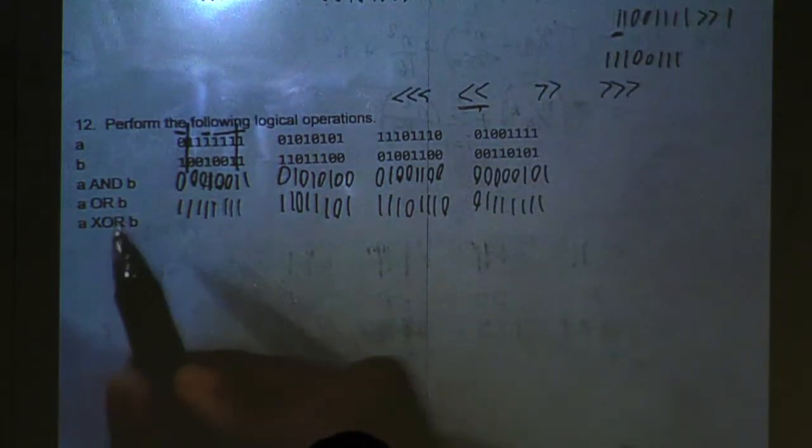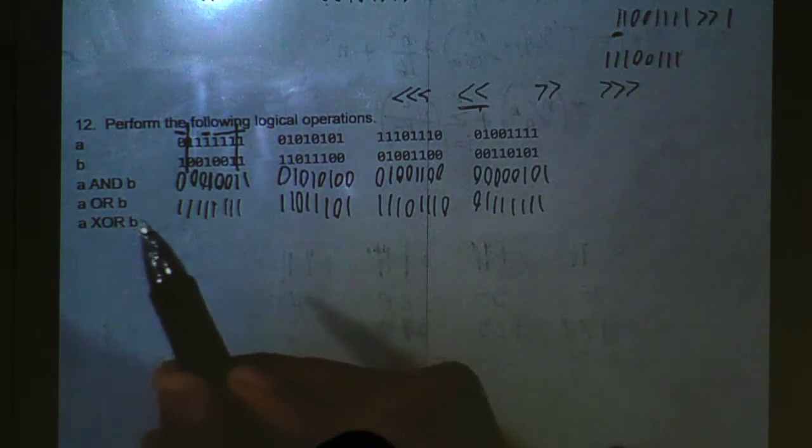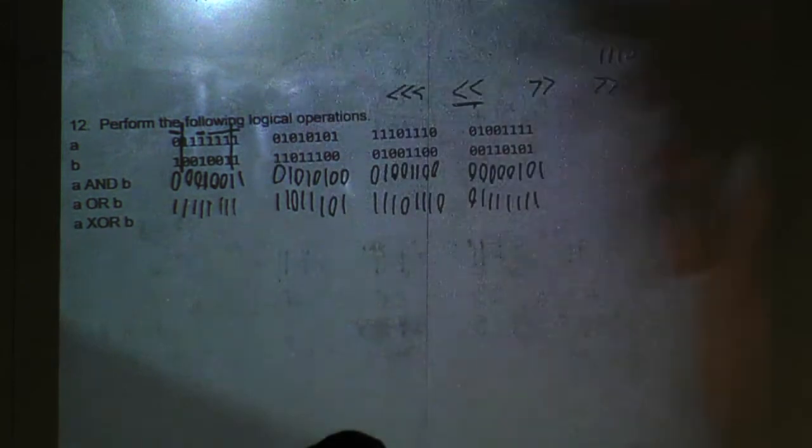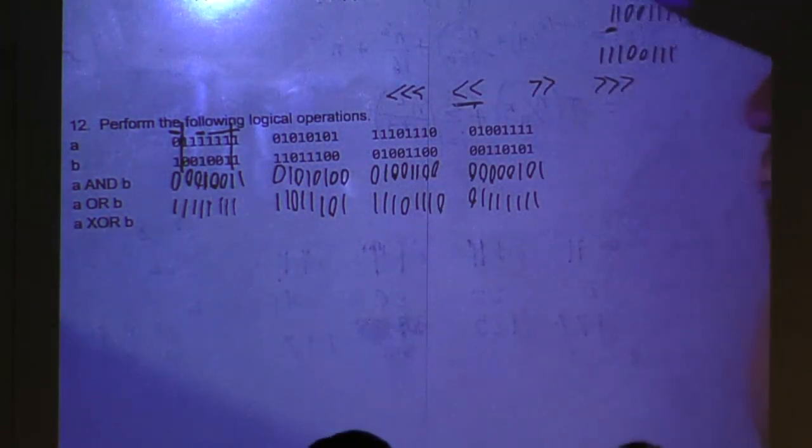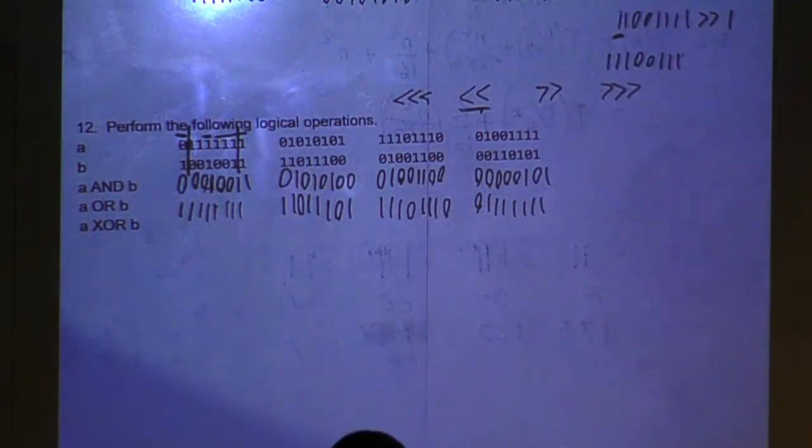Okay. So XOR, the X stands for exclusive, so it's exclusive OR. So if both of them are 0 or both of them are 1, you're going to get 0 for the result. So this XOR here means one and not the other.